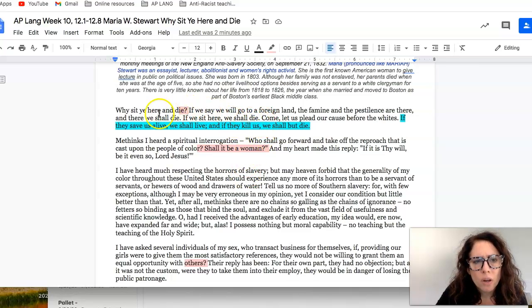So why sit you here and die? Why are you just gonna sit here and be done with it and roll over and be dead? If we say we will go to a foreign land, the famine and the pestilence are there, and there we shall die. If we sit here, we shall die. Come, let us plead our cause before the whites. If they save us alive, we shall live. And if they kill us, we shall but die.